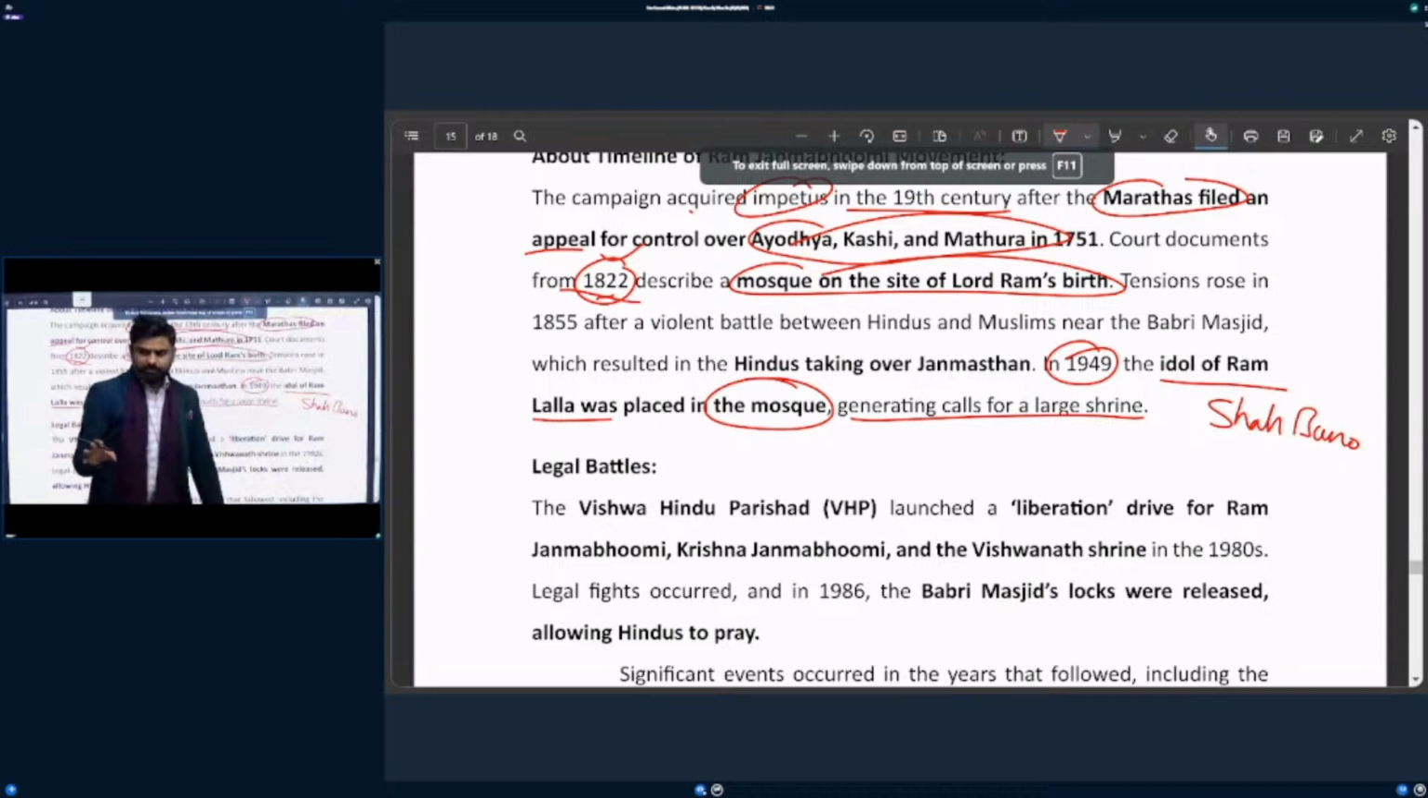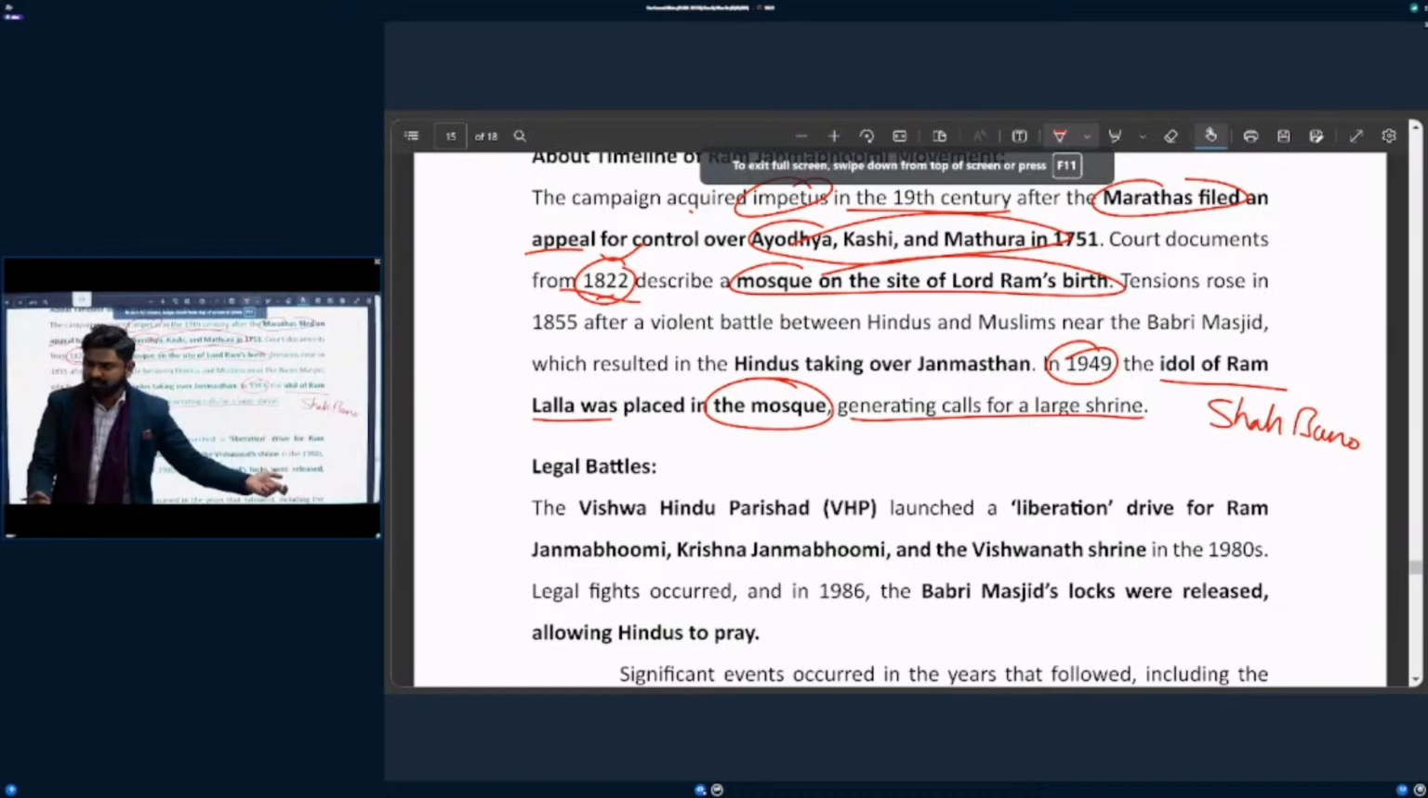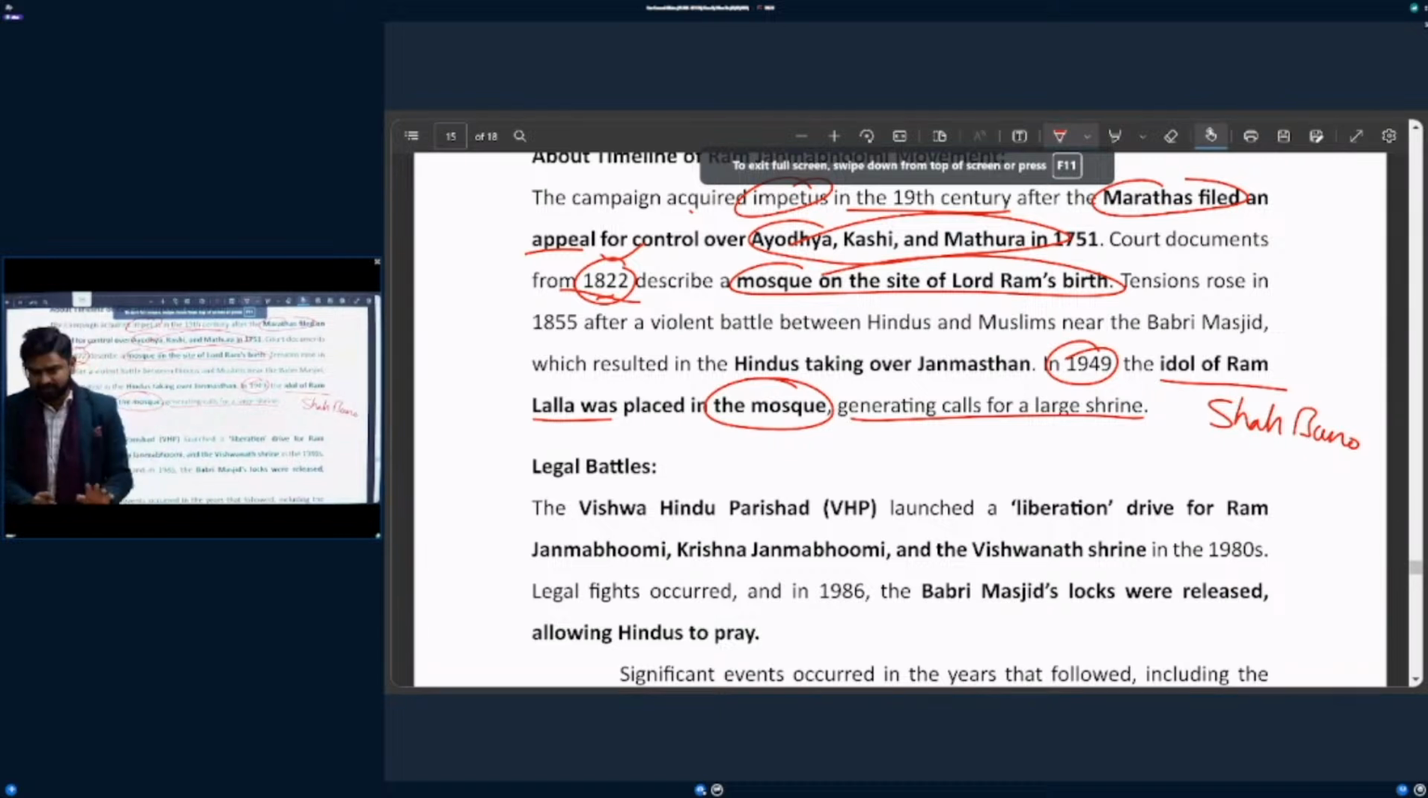तो यहाँ तक सबको समझ में आया. This was an old issue. The Marathas started, they claimed the site. Then the last document of 1822 shows that there was a mosque present there. So it's an ancient issue, you can say, continuing since the time of Britishers. ठीक है, fine है. अब Shah Banu, she was a Muslim woman who filed a petition in the Supreme Court for alimony. Alimony Islam में नहीं होती.